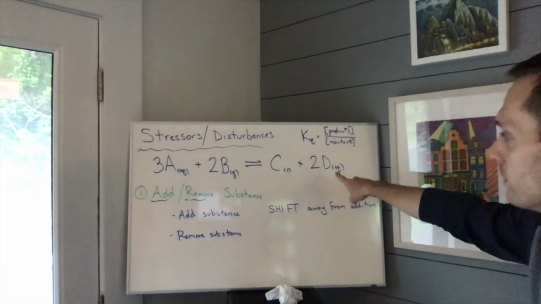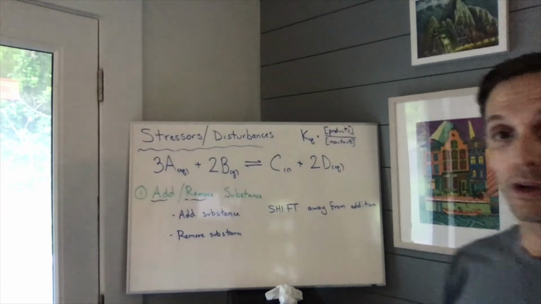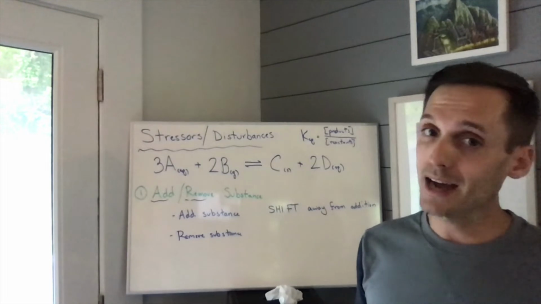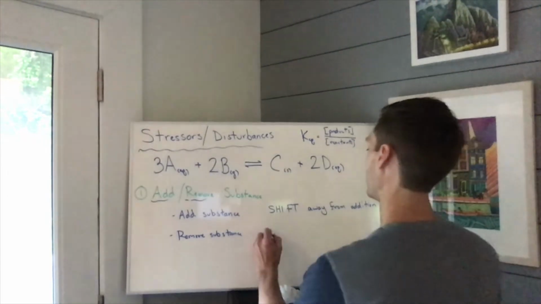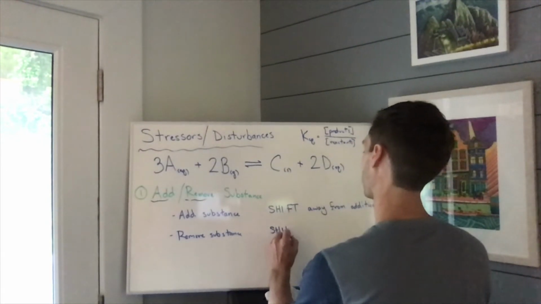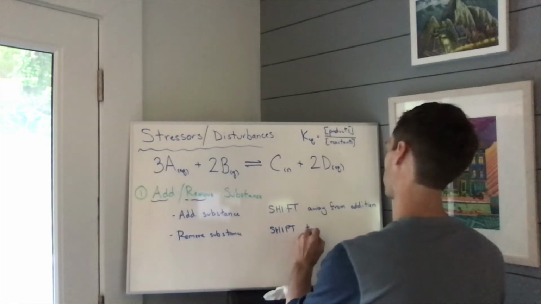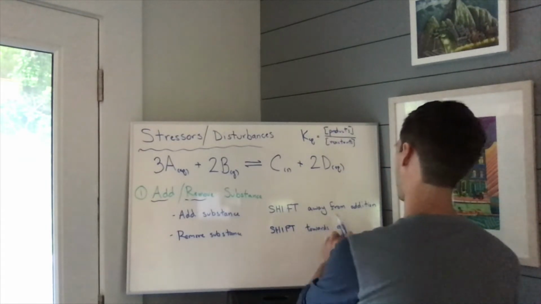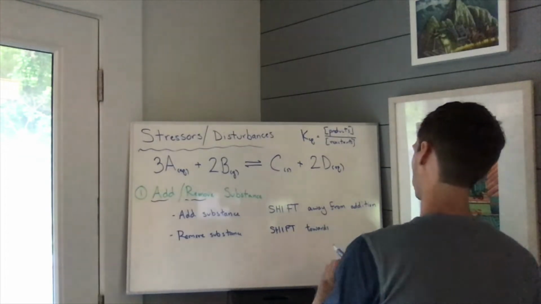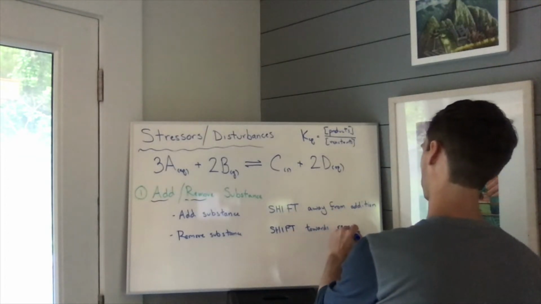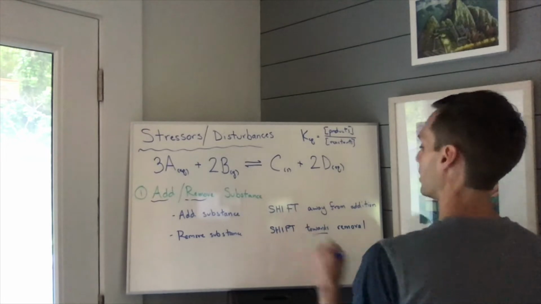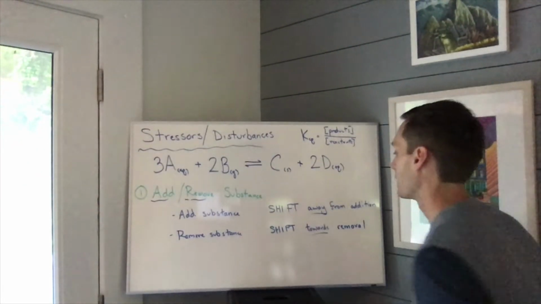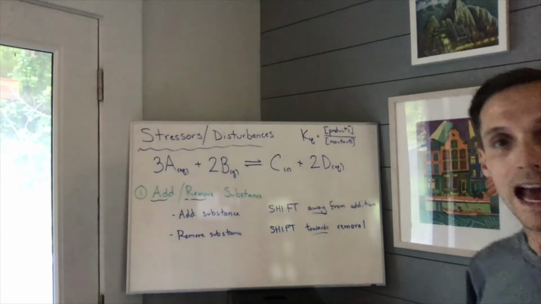Likewise, if you remove substance, just like we removed some of the product D here, we would have to create more of that substance in order to get back to equilibrium. So in this case, we will shift towards the removal, not addition, the removal. Okay, so shift towards removal if we remove, shift away from addition if we add.